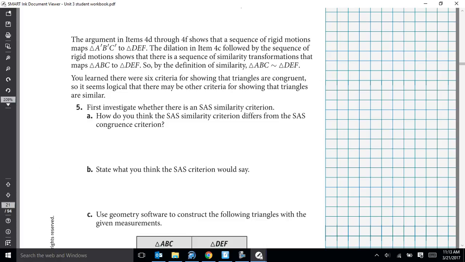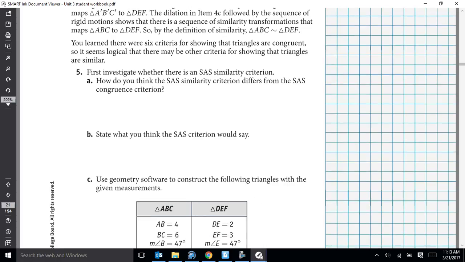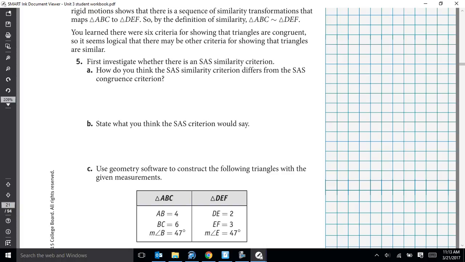So yesterday we looked at angle similarity. So now we're going to look at the side similarity criterion. For this, how do you think side similarity differs from side congruence? When we were using side for congruence, we had 2 sides that were congruent, and then the angle in between those 2 sides was congruent, right? So how do you think that's going to be different when we're dealing with triangles that are similar? Are the sides, how is that going to work?